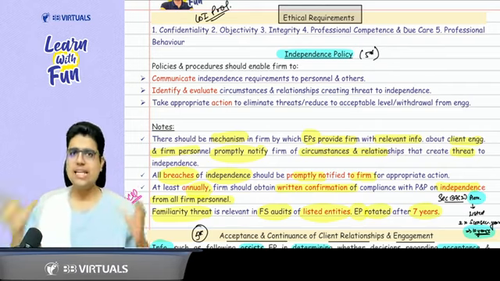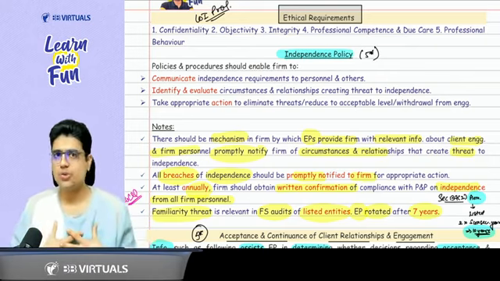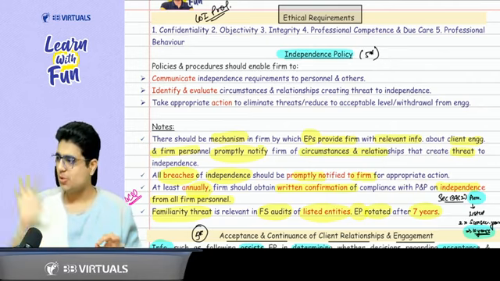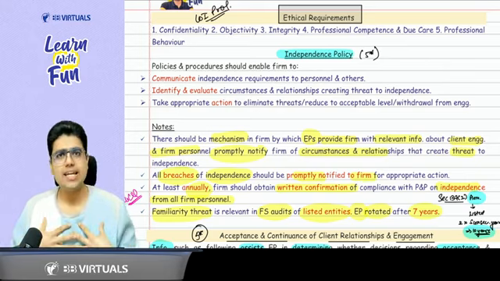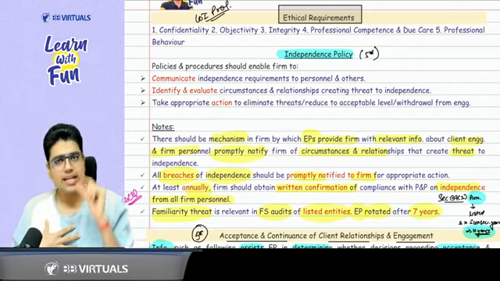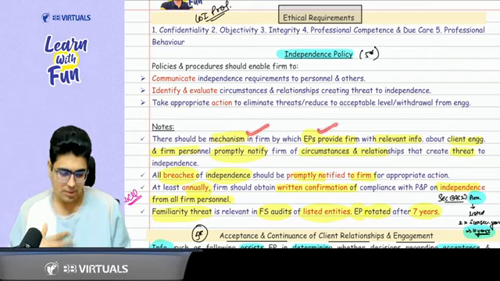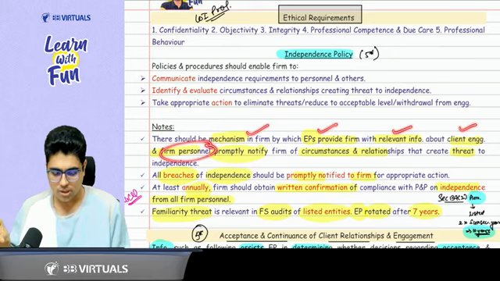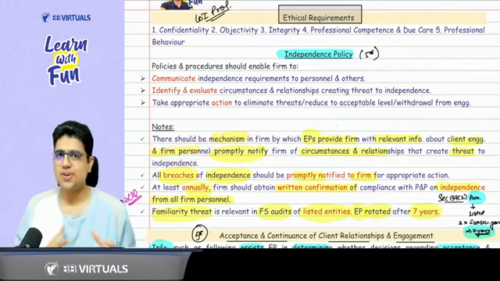Yes, sir. They say as an engagement partner, when any new engagement comes to you, make sure you are providing proper details about this to the firm. Why, sir? If you are providing proper details to the firm, so if any engagement team member feels that there is some threat, then he can give the information to the firm. So it is saying that there is a mechanism in which the engagement partner provides the firm with relevant information about the client, so that if any firm personnel has any threats, then he can notify the firm about it.